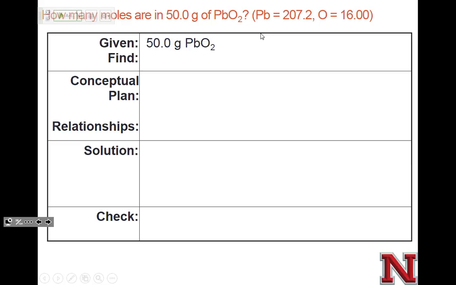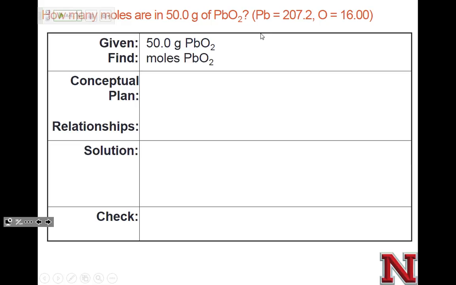I'm given my mass of my lead dioxide. So I have 50 grams. And I can calculate, and here it's given you your atomic mass of lead and oxygen. You don't necessarily need that atomic mass. You can put it in the periodic table, but for our discussion, so you see it there. Also, sometimes on later tests I might give you the molar mass just so it doesn't take your time to calculate it. But at this test, I'm going to be testing you on calculating this.